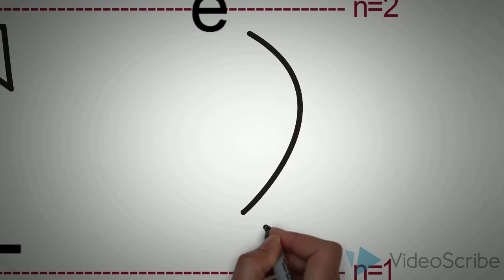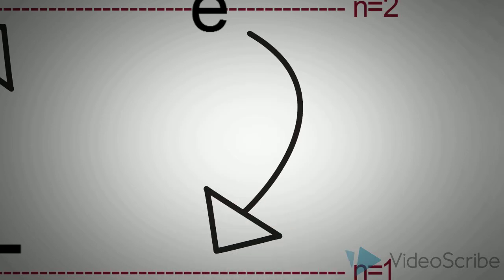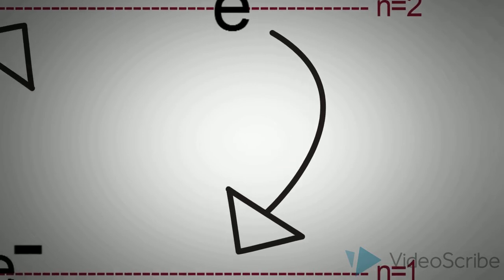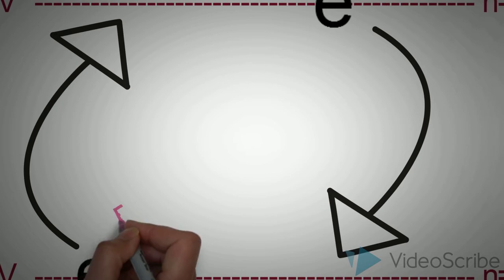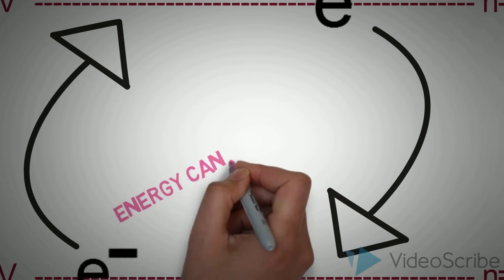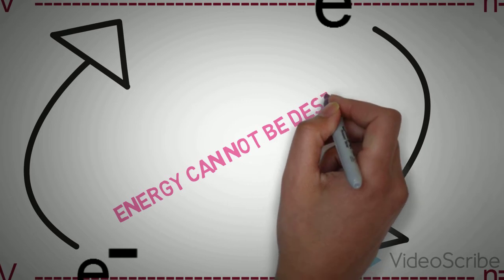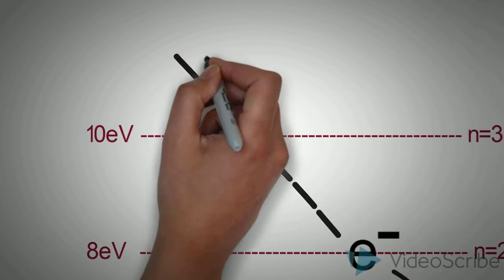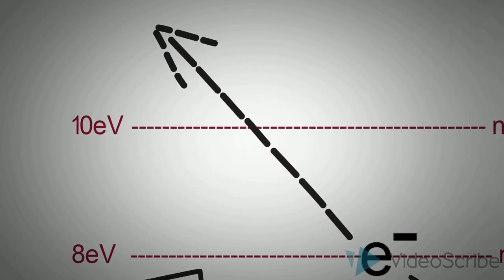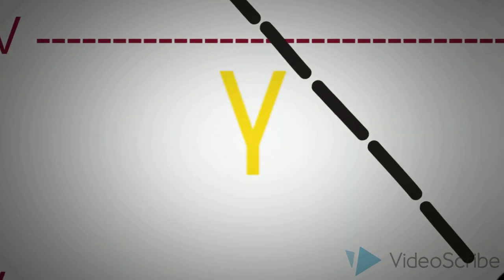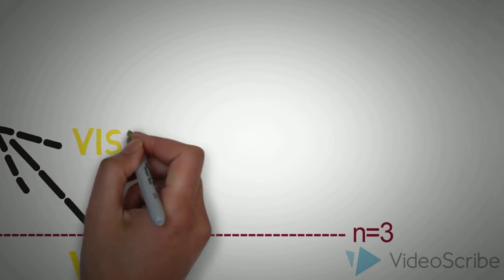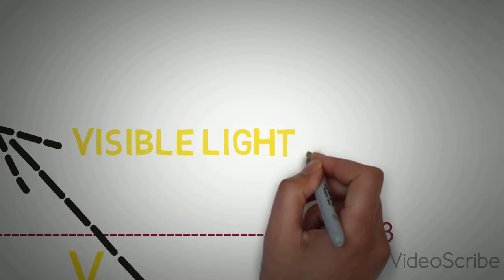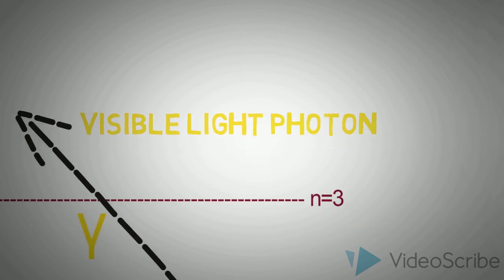Atoms don't like being unstable, so sooner or later an electron in the n equals 2 shell will de-excite back to the ground state. The ground state is an energy level of only 2 electron volts, so there is 6 electron volts of excess energy. According to the law of conservation of energy, energy cannot be destroyed but only transferred between types. So this excess energy will be emitted out of the system as a photon in the visible spectrum, which is what we see. So next time you switch on the light, just remember, you make a bunch of electrons.